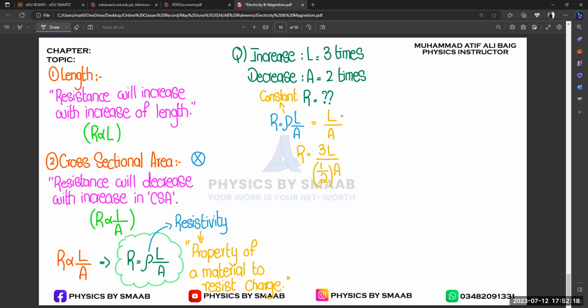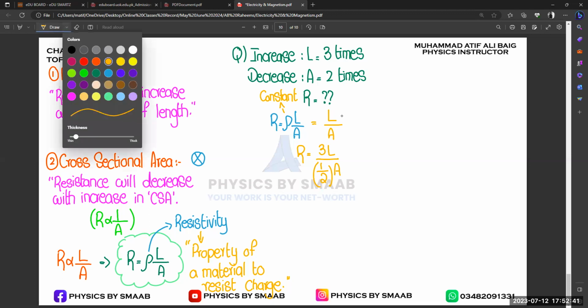Otherwise, this is a very simple way to solve these types of questions, because you only need to answer resistance in a proportional way, that it is going to be decreased this many times or increased by this many times, right? So the rho sign is removed. That's why we ignore this sign for the time being, because we know that it will remain the same, right? So there is no effect of that specific value.